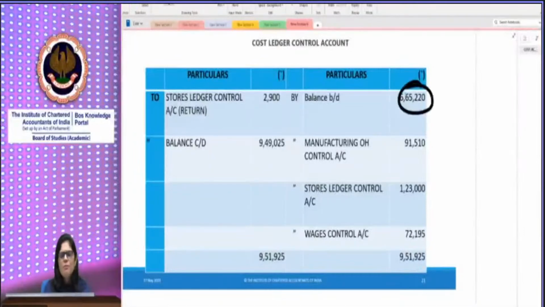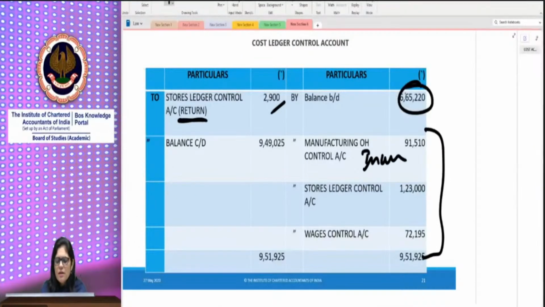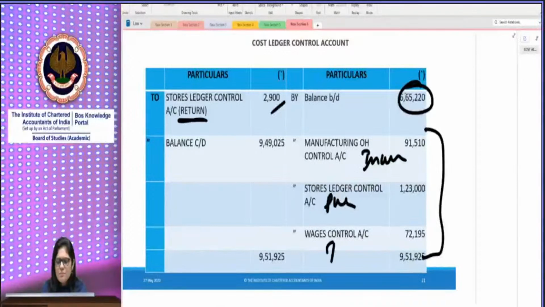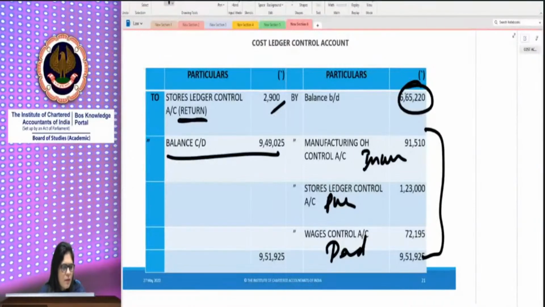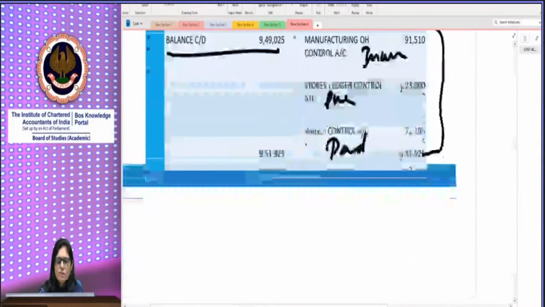Now the journal entries are posted the same way we post a journal entry to the ledger accounts. Clear? So this was the returns, material return, so it will be credited. Manufacturing overhead incurred, materials purchased, wages paid. Here all the outside entries will come in cost ledger, and then you have to calculate the balance. So just quickly you can take a note of it. All right, this is cost ledger control account. So we just have to post the journal entries here.